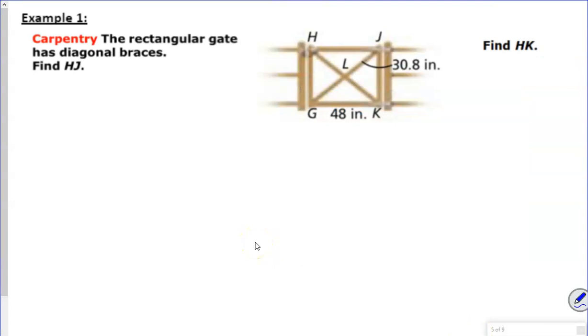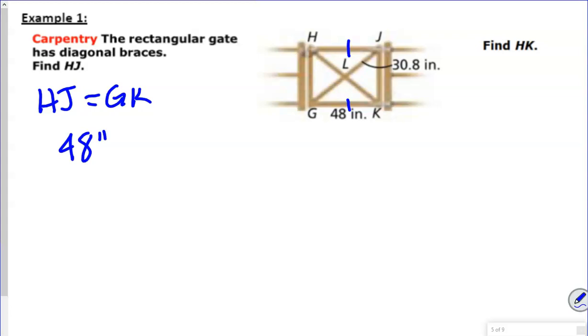So this says the rectangular gate has diagonal braces. So what does that mean? So it's asking us to find HJ. So notice that HJ is congruent with GK, right? And we have GK, so GK is 48 inches. So that's what HJ is, right?